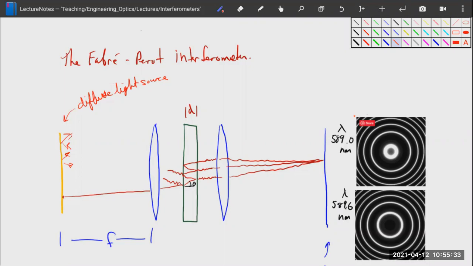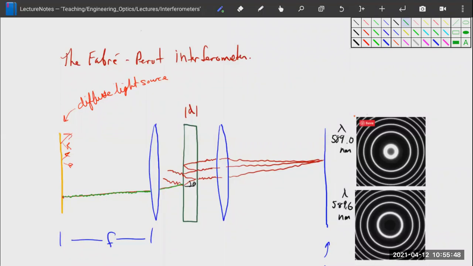And so what happens is the photon leaves, let's do it in green this time, the light source, and gets focused by the lens.